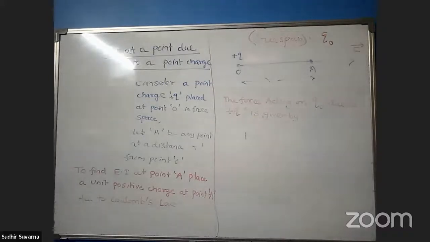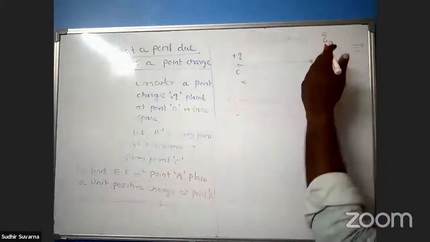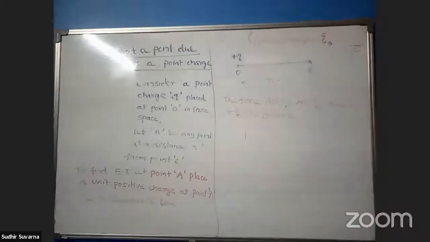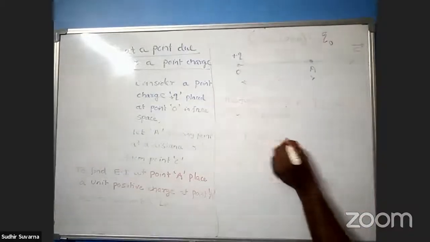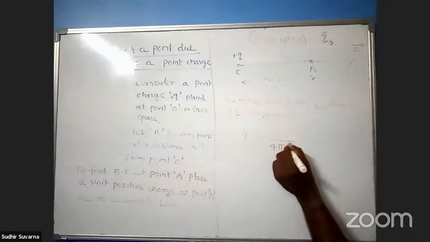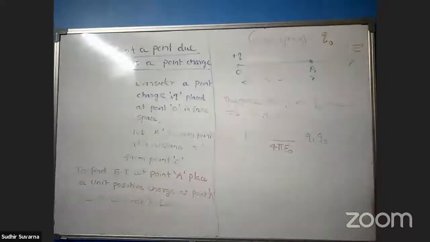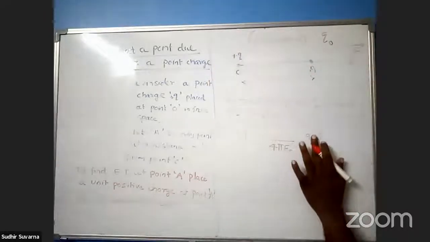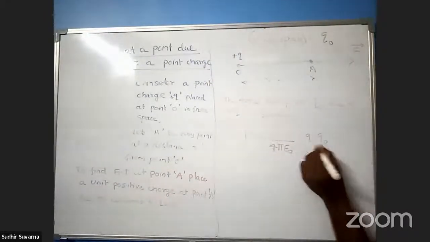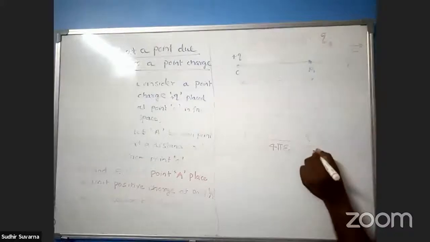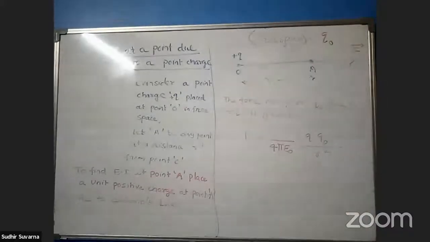But see, Coulomb's law equation, you know, right? Two forces between them, what will be the force? It is in free space means you will be writing 1/4 pi epsilon 0. So instead of Q1, Q2 you will write plus Q and Q0. So it will become Q Q0 upon R square, right?